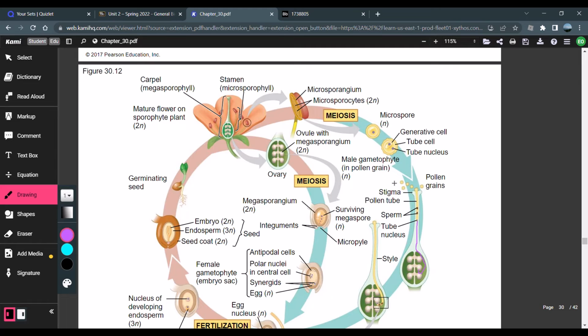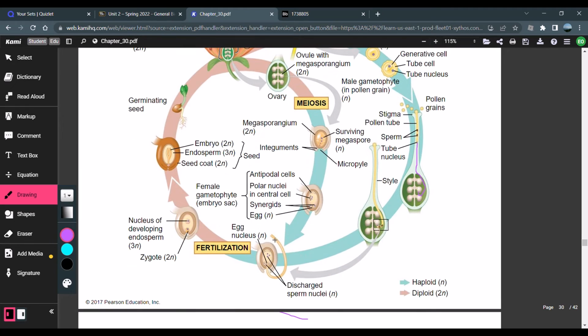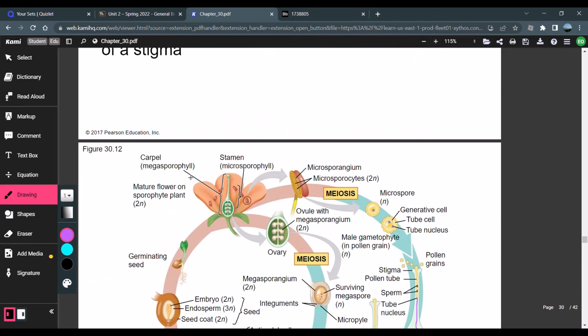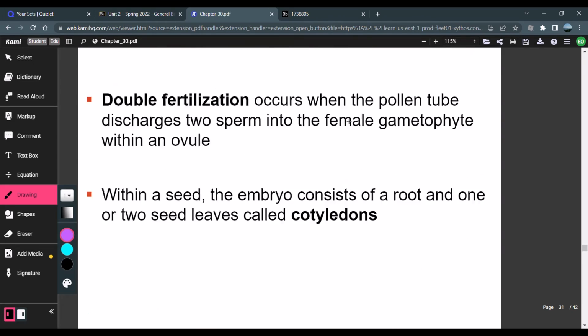The egg turns into a zygote, and the polar nuclei will turn into an endosperm. The endosperm is right here. The endosperm is what creates the food storage for the embryo. The process in which the two sperm fertilize the egg and the polar nuclei is called double fertilization. So once double fertilization occurs, the ovary wall thickens, it becomes a fruit containing the seed, and then the seed gets eaten by an animal, and then the whole cycle starts all over again.